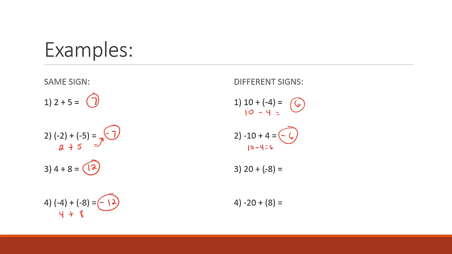We have $20 in the bank and we spend 8, so we will stay positive 12. We're $20 in the hole, we make an $8 deposit, so the absolute value of 20 is the larger absolute value and it's negative. The difference between the absolute values of those numbers will be 12. So my result is negative 12.